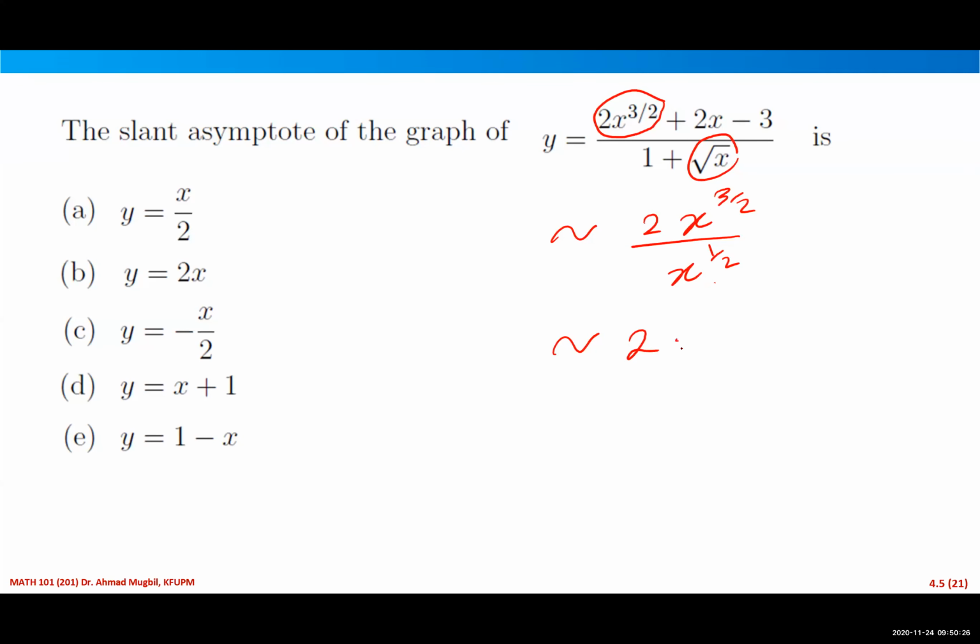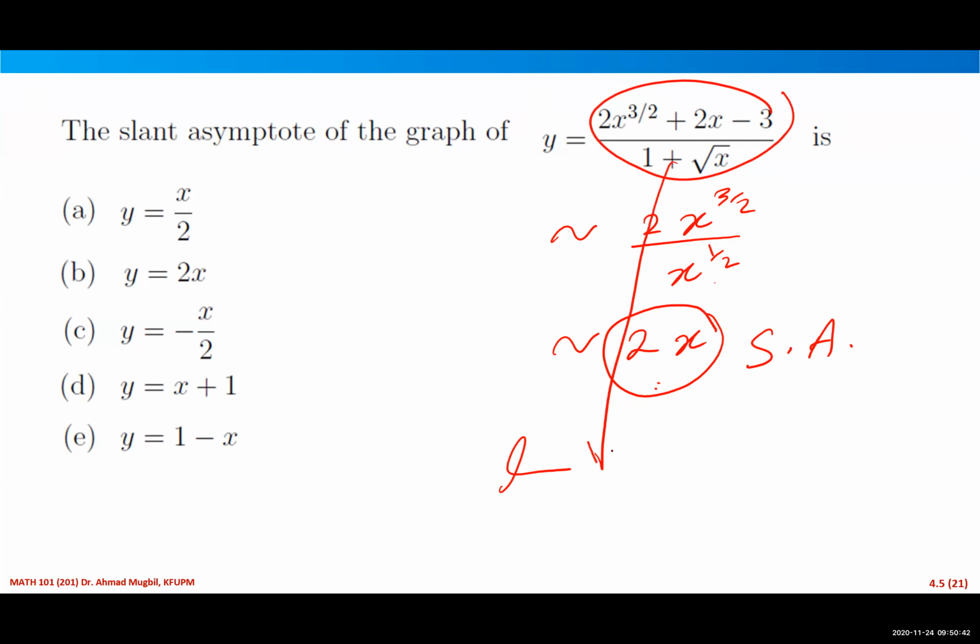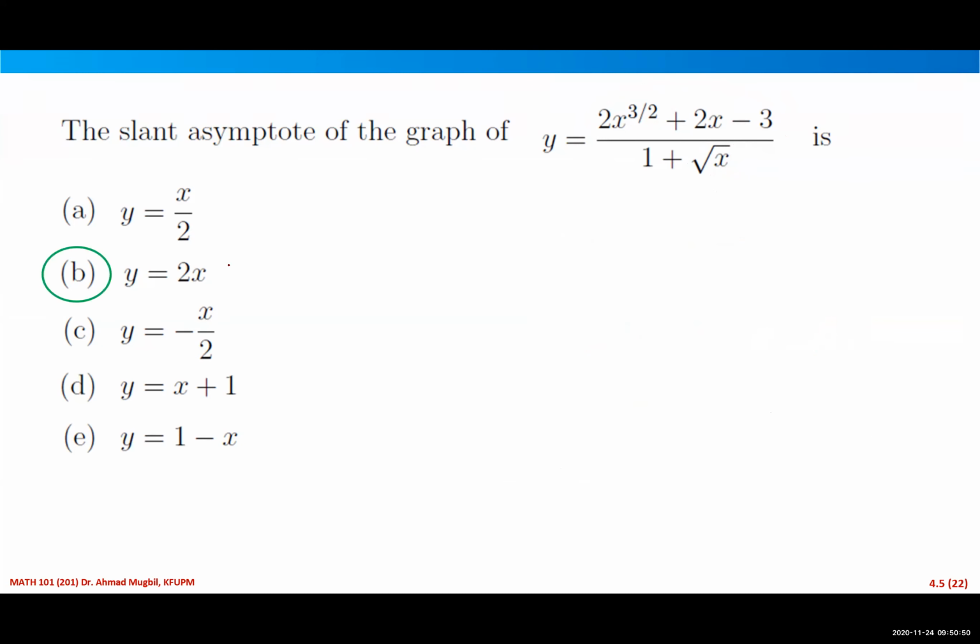If you subtract the exponents, it will be 2 to the power of 3 over 2 minus a half, which is the power 1. It is a line. So this is a candidate to be a slant asymptote. What you need to do is check that the limit of this minus this when x goes to infinity or negative infinity is 0. And you can see that the slant asymptote of this graph is 2x.